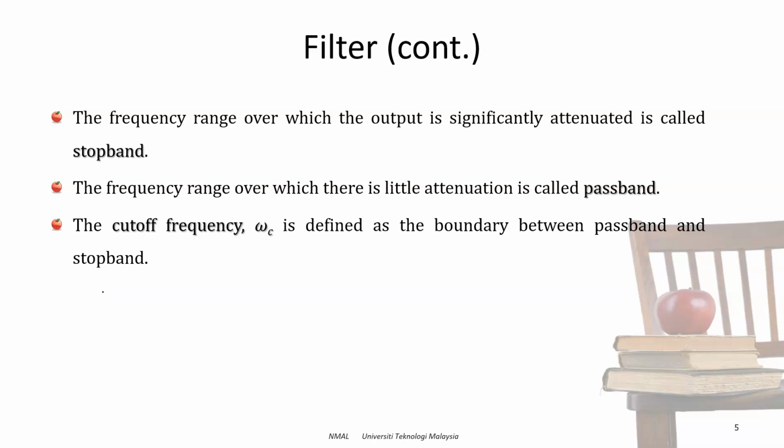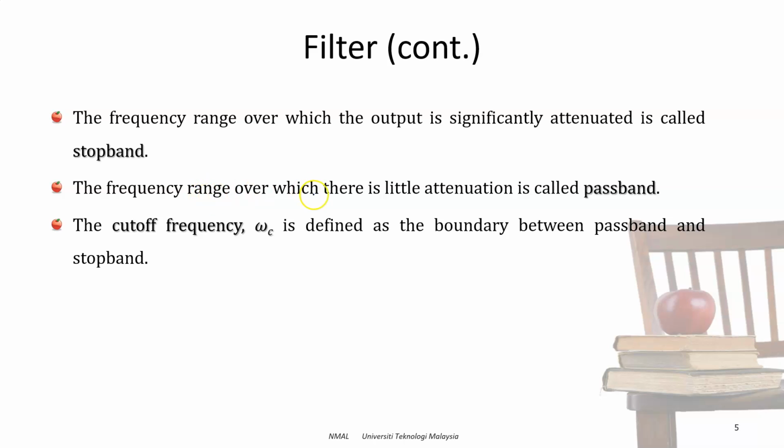So recall some of the terms that we have seen before in the Fourier transform. The frequency range over which the output is significantly attenuated is called stop band. Okay, attenuated means that the output or the signal is weakened. Okay, in other words, the amplitude becomes lower and lower. So when that happens, we call it stop band.